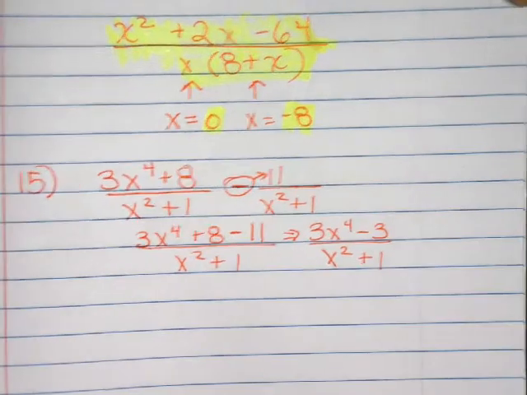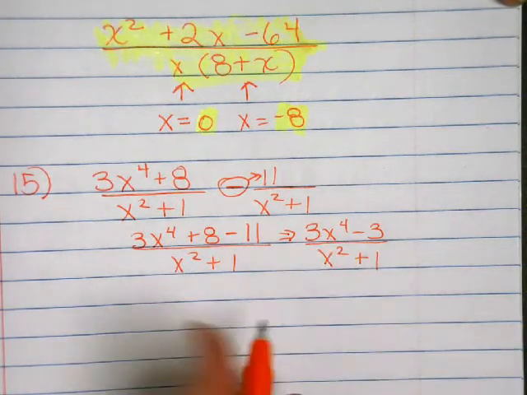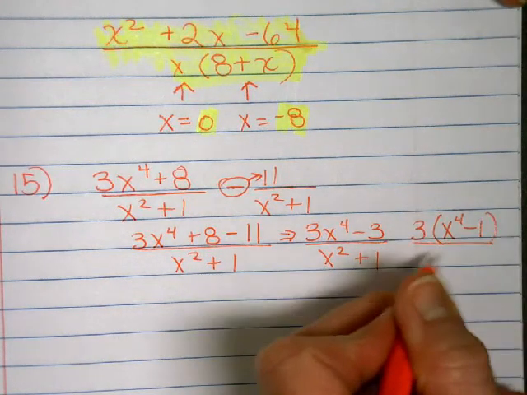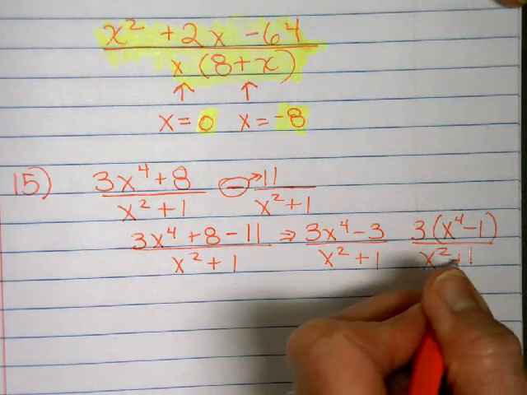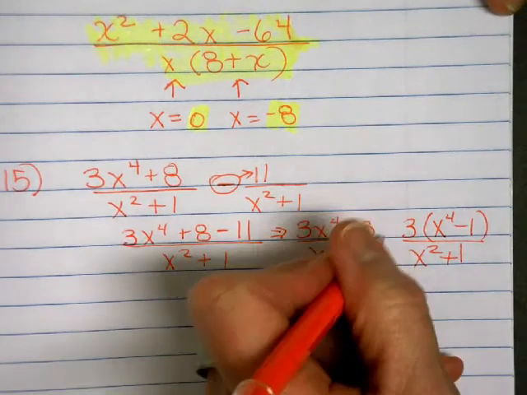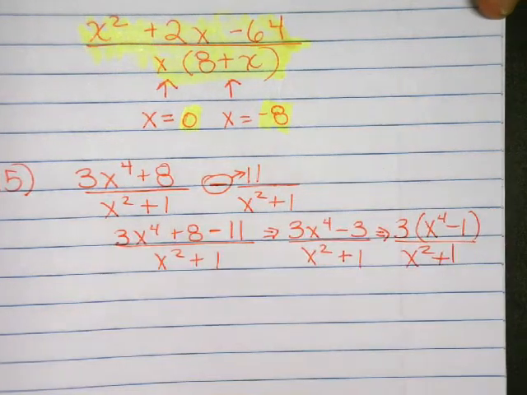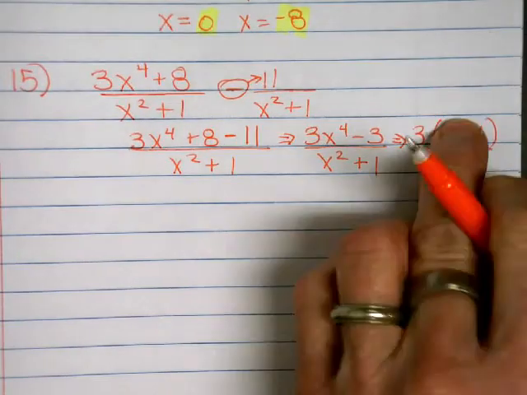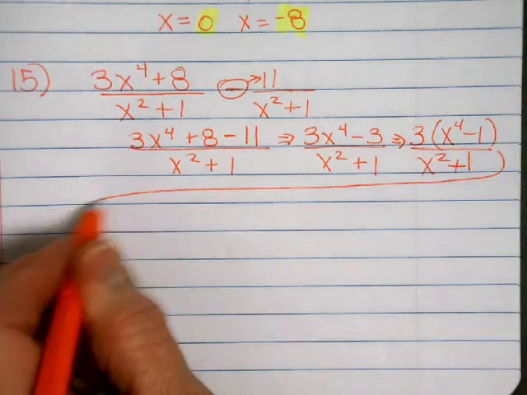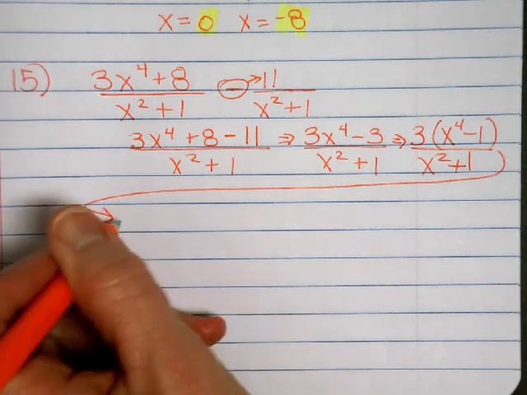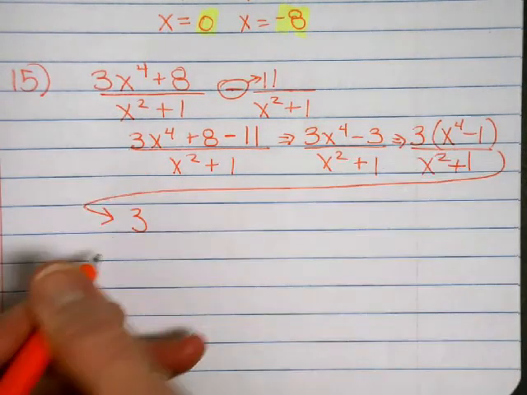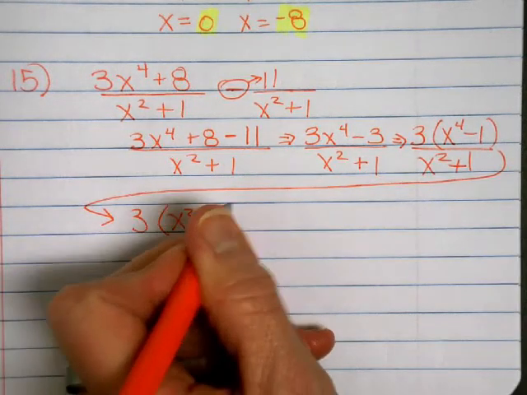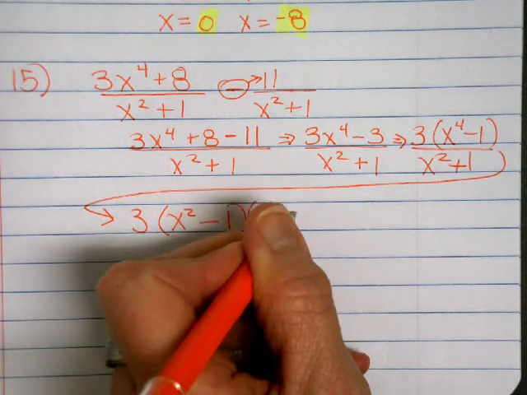Combining like terms, that's 3x to the 4th minus 3 over x squared plus 1. So the numerator can be factored: 3 times x to the 4th minus 1. So you've got to know the game, right, guys? Always looking: can I factor? Can I factor? Can I factor? So x to the 4th minus 1 can be factored, so we will.